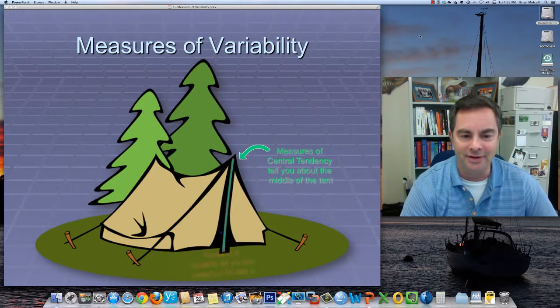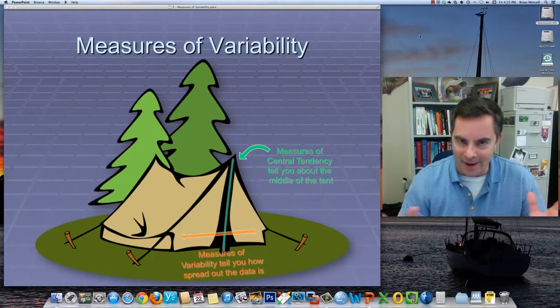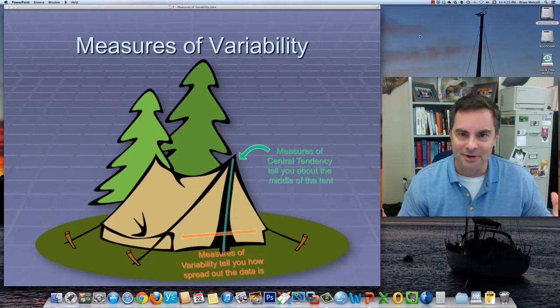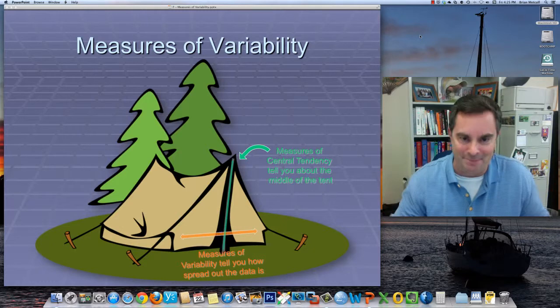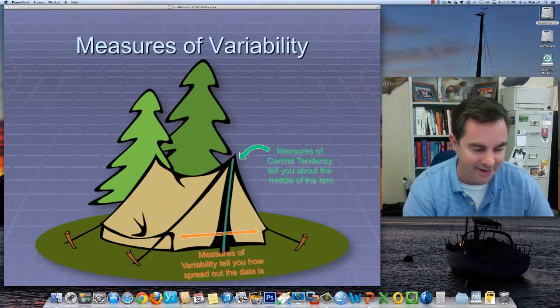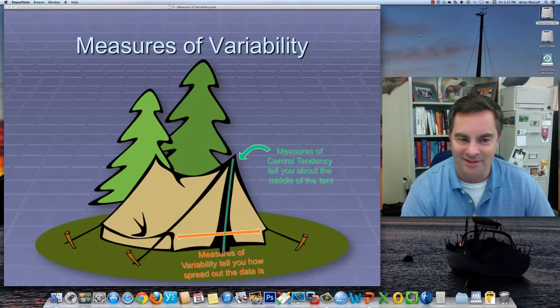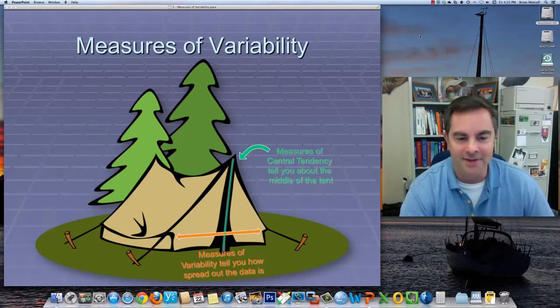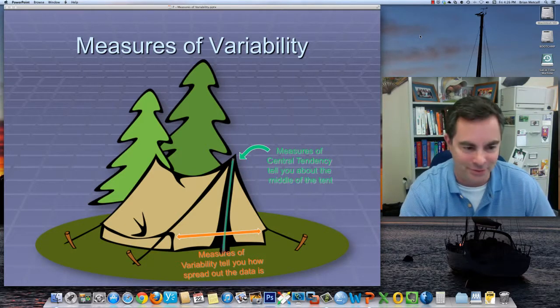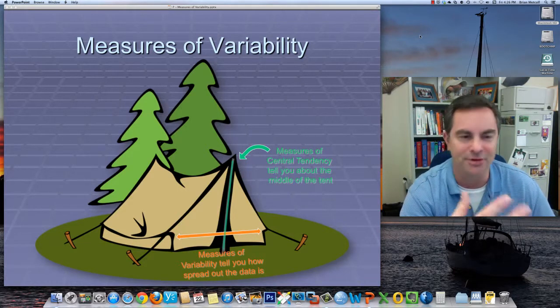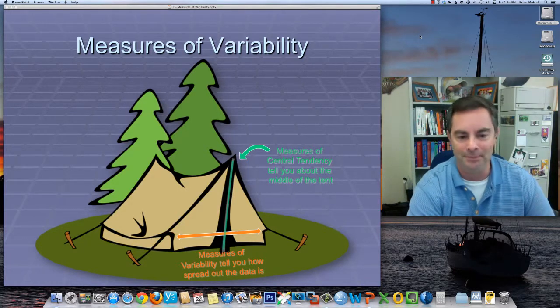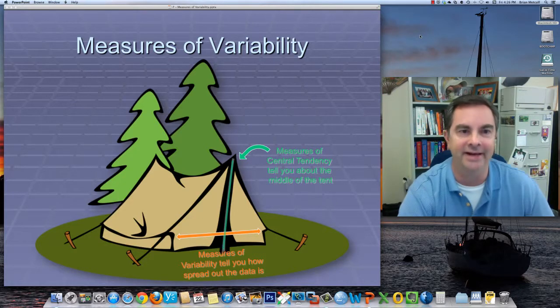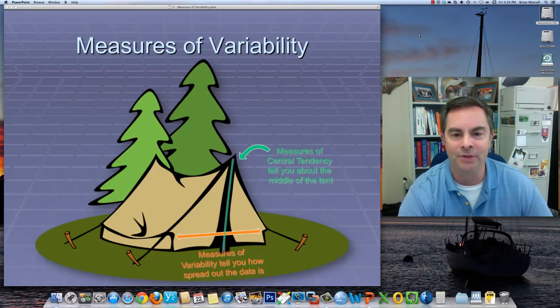Well, now we're going to turn our attention to the spread of the tent. So measures of variability tell us a bit about the flaps of the tent, how wide the tent is. A tent can be tall and skinny, or it can be short and fat, or in between. I want this to be our metaphor for thinking about variability in data. I want you to be able to visualize it and think about it visually. So we're going to be concentrating on the spread of the data now in measures of variability.